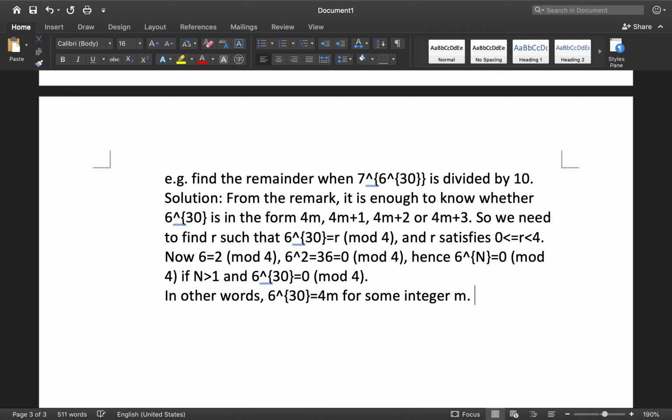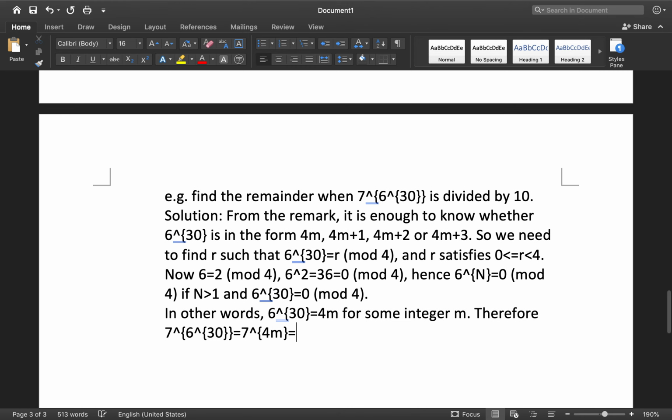Therefore 7 to the power of this number, that is a huge number, as I said, is nothing but 7 to the power 4m. Once you know that, now it's very trivial, and you know 7 to the power 4m always gives you 1 modulo 10. So the remainder is 1, and you solve the problem.